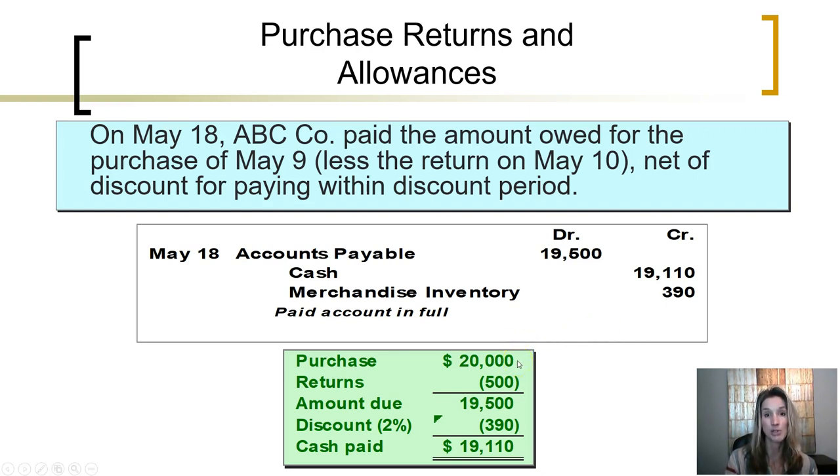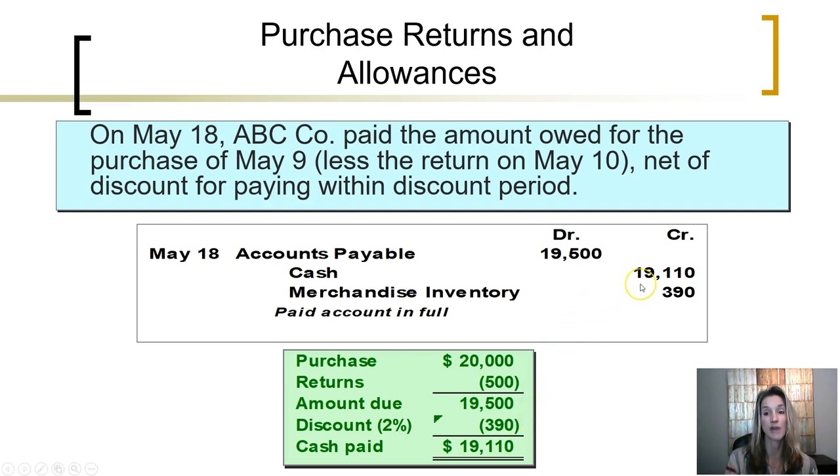So the original purchase was $20,000. They returned $500. So they now have a liability of $19,500. They're taking a 2% discount off of what they now owe, meaning they now are going to be paying cash of $19,110 to pay off the liability for that purchase.